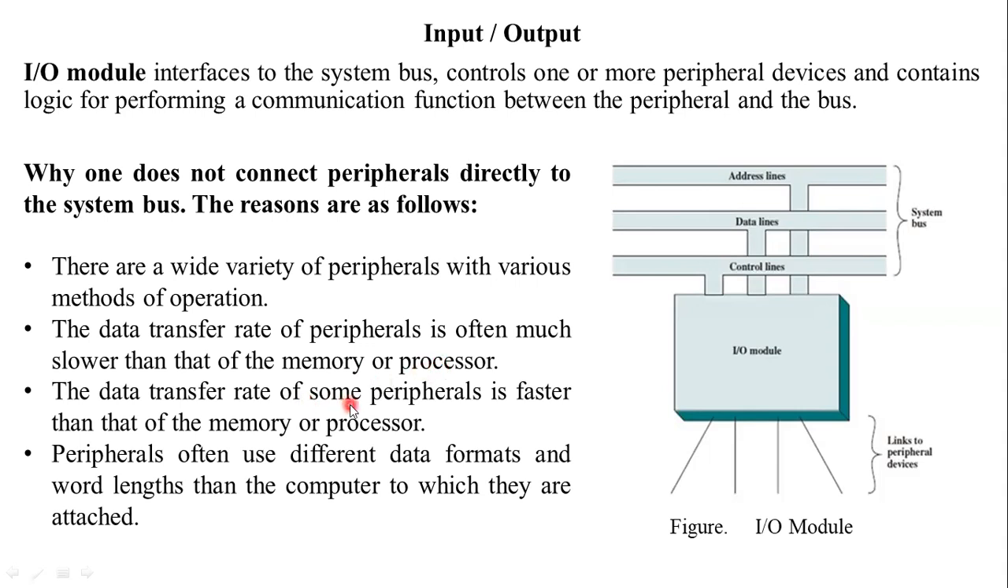The data transfer rate of some peripherals is faster than that of memory or the processor. Peripherals often use different data formats and word lengths than the computer to which they are attached. As I told you, the peripherals are using the byte data format, whereas the processor or data bus is using the word.